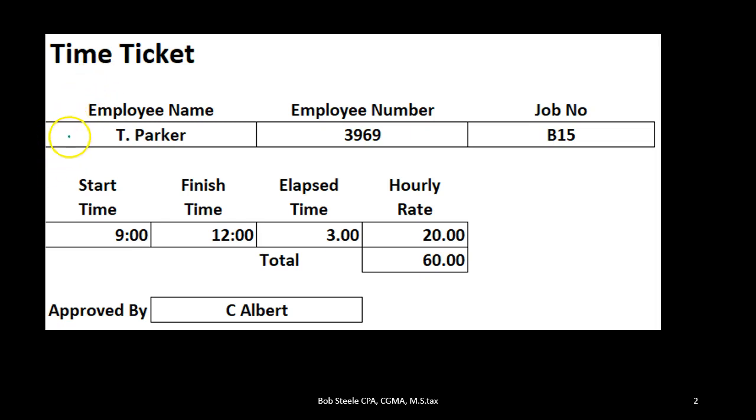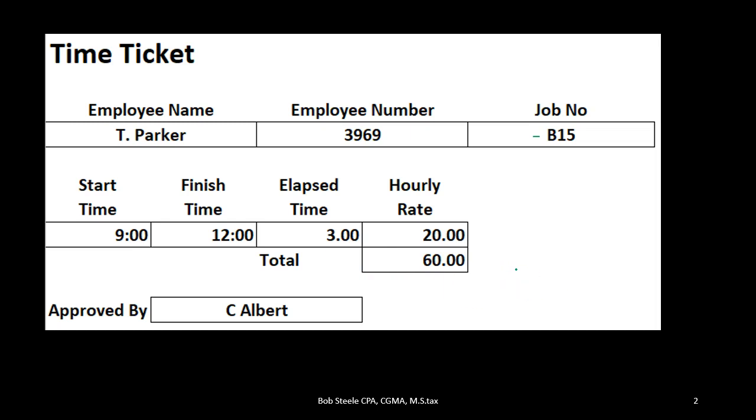We're going to have the employee here. We'll have the employee number if we have one. And then, of course, the job. That's going to be the important component, the job that we're going to assign it to. We have the similar punching in the time out, the time that elapsed, the rate, and that'll give us the amount that we're going to apply to each job.